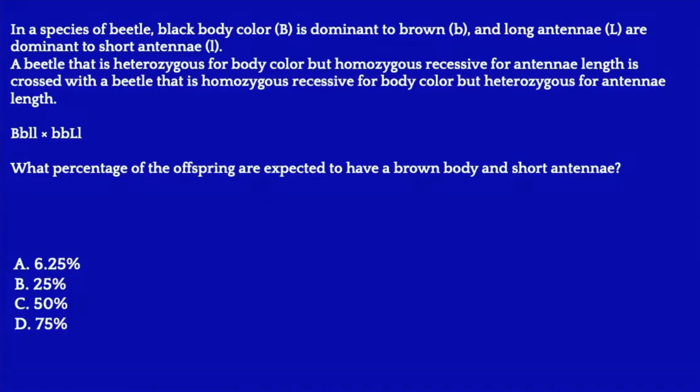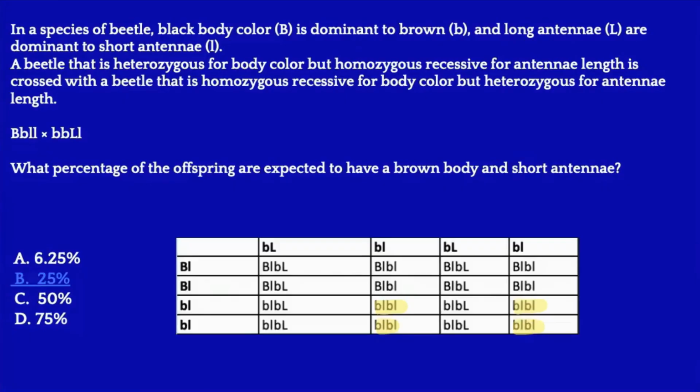Now let's try a test question. Pause the video and then unpause once completed. Okay, so let's take a look at this to create the pedigree and the answer. First, let's check to see if you got the correct answer. The correct answer would be 25%. Let's see how we got there with our test cross.